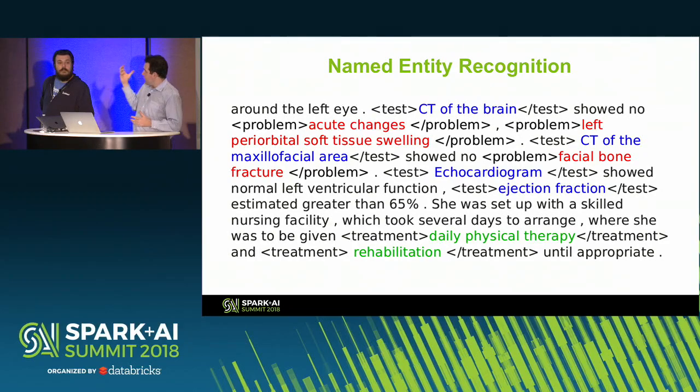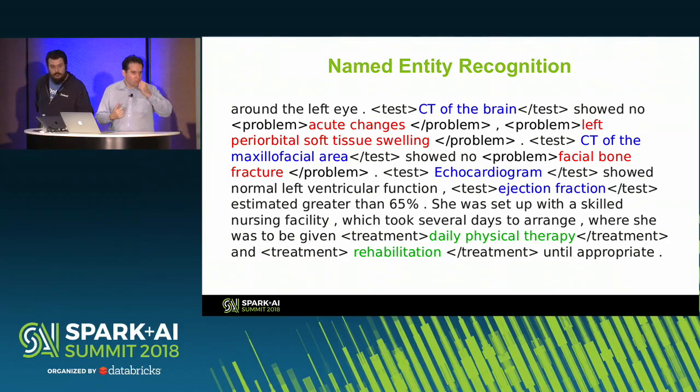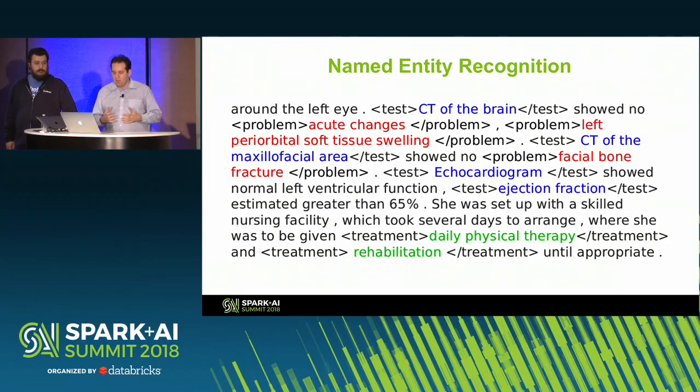So the first NLP task that we want to talk through is called named entity recognition, which means that given a piece of text, in this case a medical paragraph, we want to be able to recognize entities. Okay, so when you say entities, the question is, what kind of entities are you interested in? In this case, we're interested in problems, in tests, and in treatments. Okay, so around the left eye, test CT of the brain showed no acute changes. CT of the brain is a test.